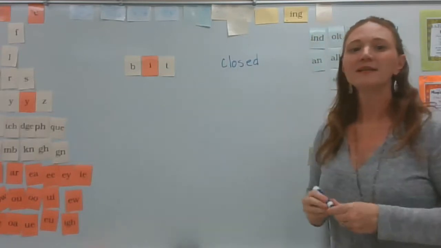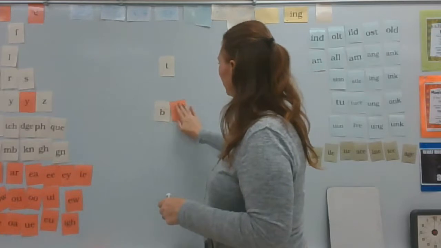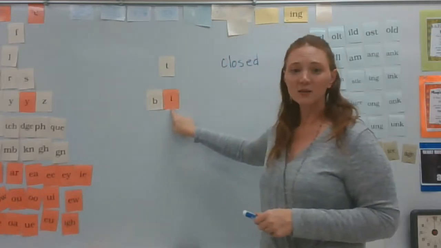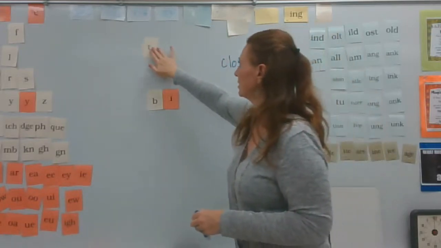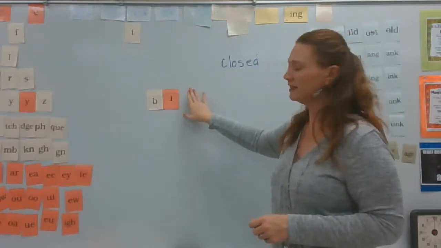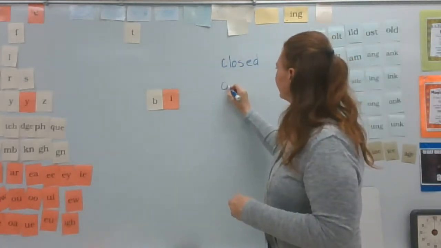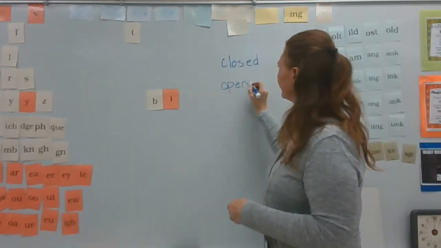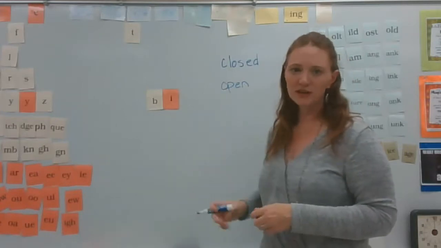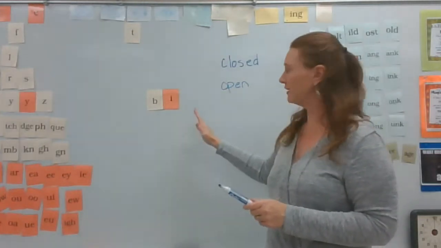Okay? Type 2 is open. An open syllable has one vowel, just as in a closed syllable, but it is not closed in. Therefore, the vowel is going to say its name or its long sound. In an open syllable, we'll always hear a long vowel sound. We can see an open syllable at the end of a word or end of a syllable type.